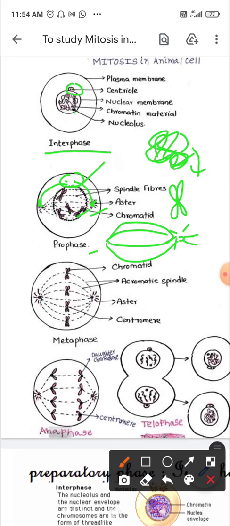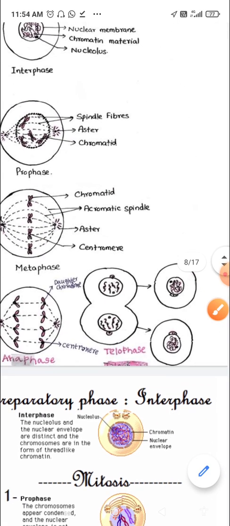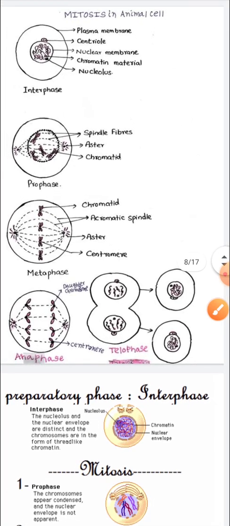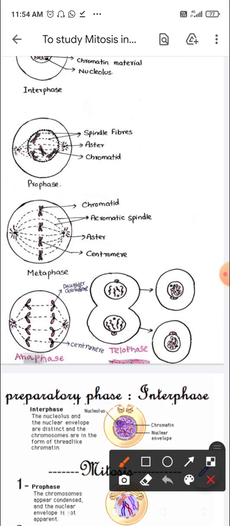Then the next stage, the metaphase stage. At the metaphase stage you can see how the chromosomes arrange themselves on the equatorial plate. And the last stage, if you see here, is the telophase stage. You can see the chromosomes have split into two daughter chromatids. Half is moving towards one pole, the other half is moving towards the other pole.